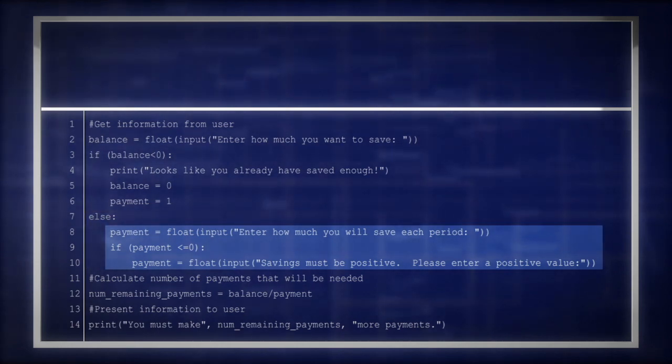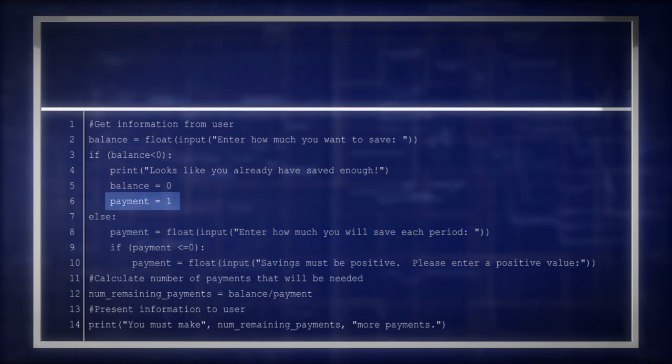And there's one more thing. Since we're still computing balance divided by payment, we need to set some payment value if we're going to have a negative balance, so we'll just set it to 1.